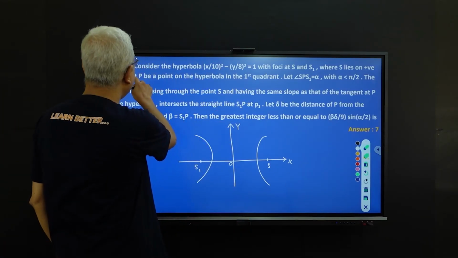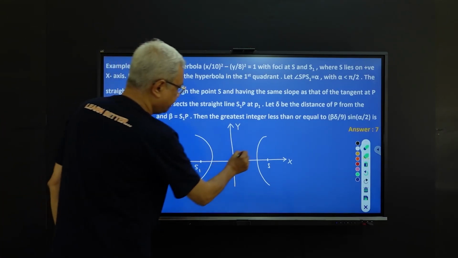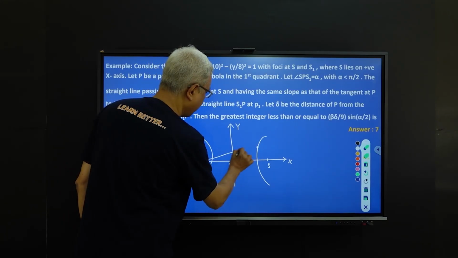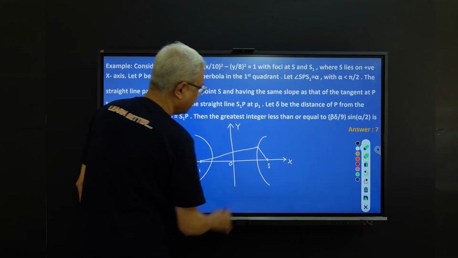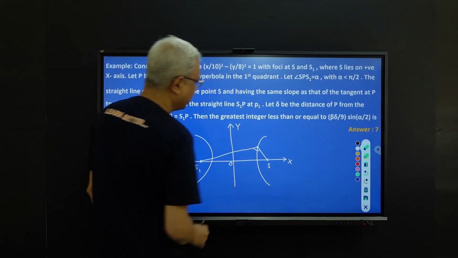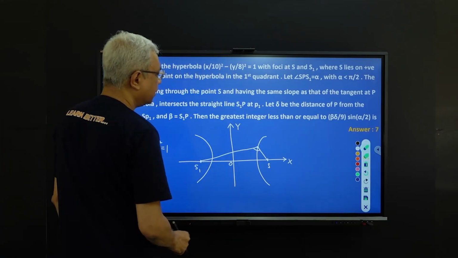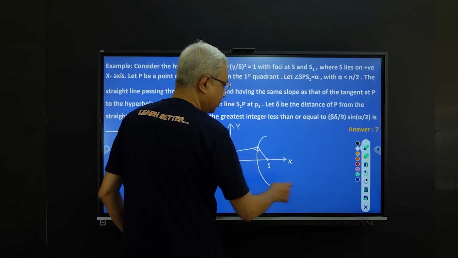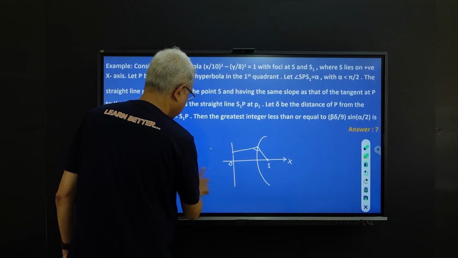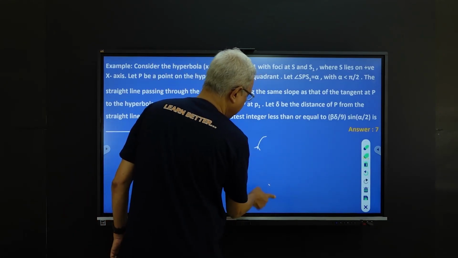And let P be a point on the hyperbola in the first quadrant. So, this P is one point on the hyperbola, such that this angle is alpha. They have said that this angle is less than pi by 2.